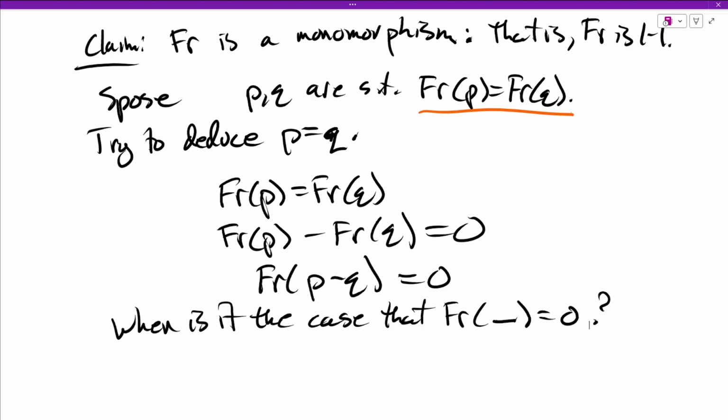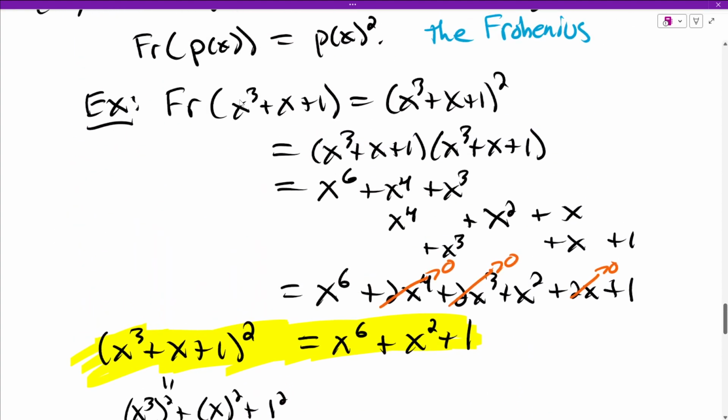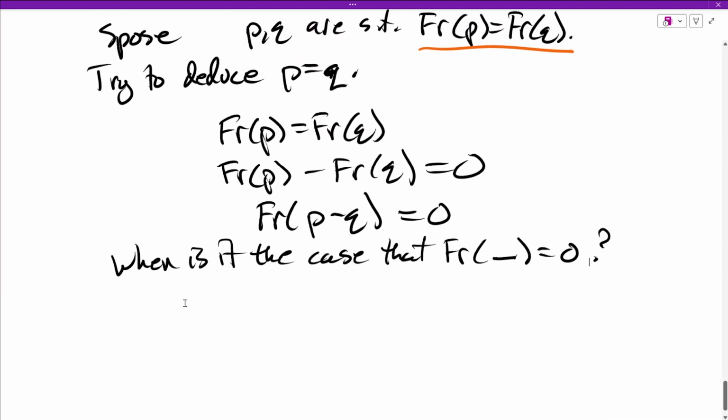Well, what does the Frobenius do? Let's go back up to it real quick. The Frobenius takes whatever polynomial you plug in, and all it does is it takes the corresponding monomial terms and it raises it to the second power. It multiplies those powers by 2. So how could you get 0? The only possible way you can get 0, right, this increases your degree each time, is if what you plug in is 0.